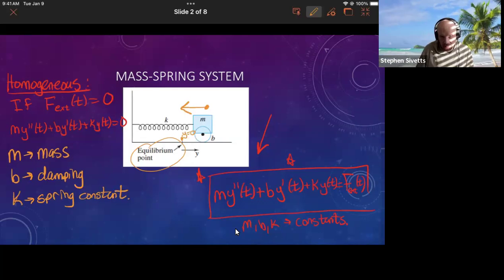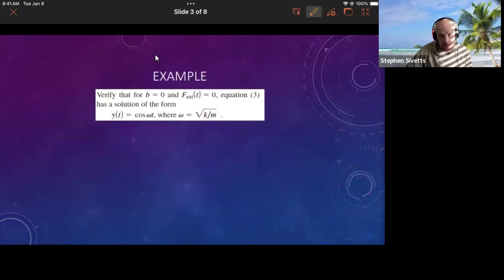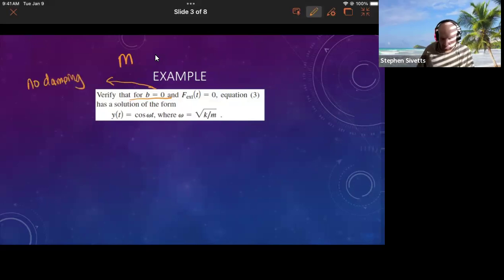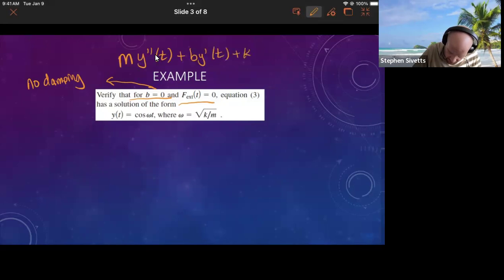All right. So for example, in this equation, if we have b equals zero, that means there's no damping. So this is a scenario where we have no damping. And this is a homogeneous equation, so the external forces are zero. The equation they're referring to was the one I wrote out a few seconds ago: m y double prime of t plus k times y of t is zero. So we'll look at that.